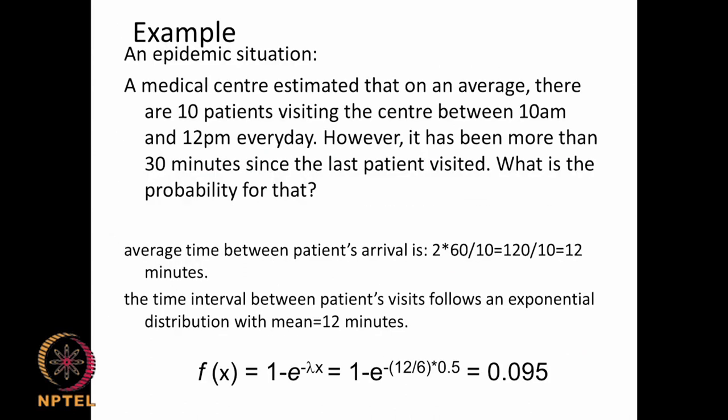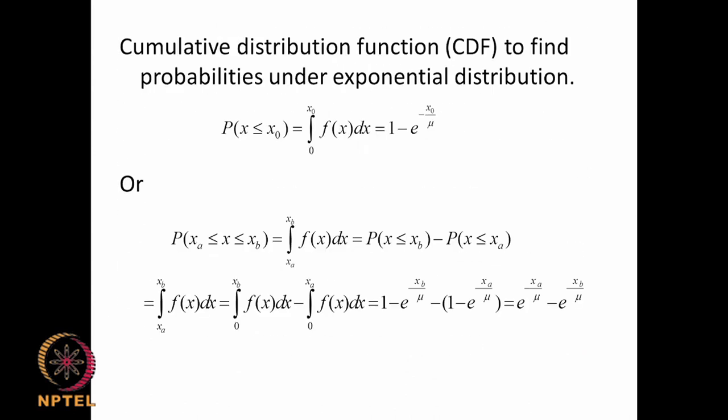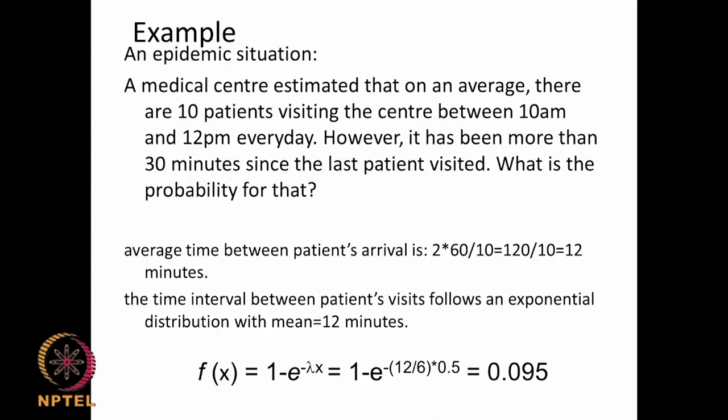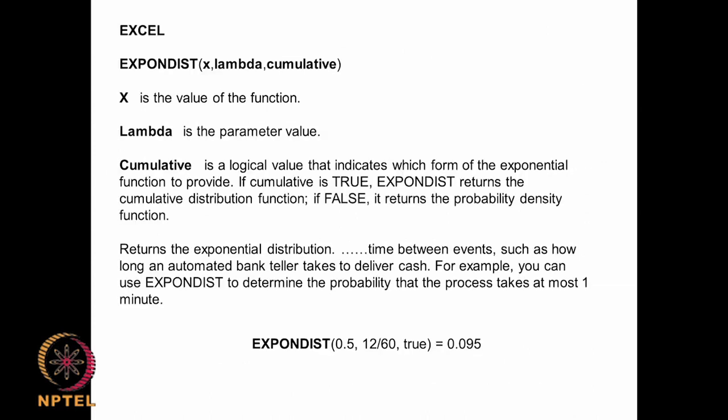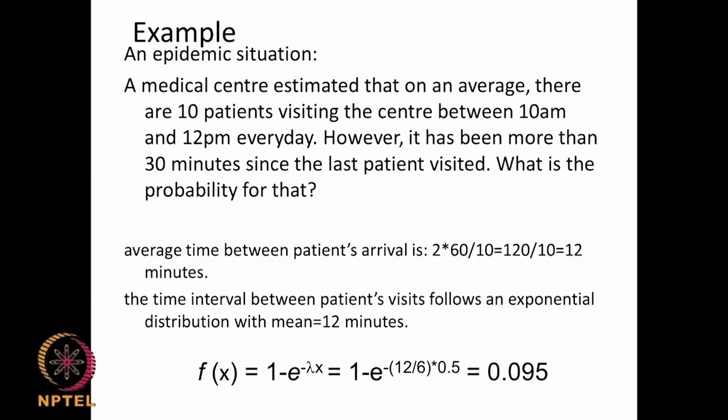Before that, let me also talk about the Excel function. There is an Excel function EXPON.DIST, which is given by x, comma, lambda, comma, cumulative. Lambda is the parameter value, x is the value of the function. Cumulative, if it is true, gives you the cumulative sum. If I give it as false, then it will return the probability density function at that particular point. Okay, so let's look at one simple problem.